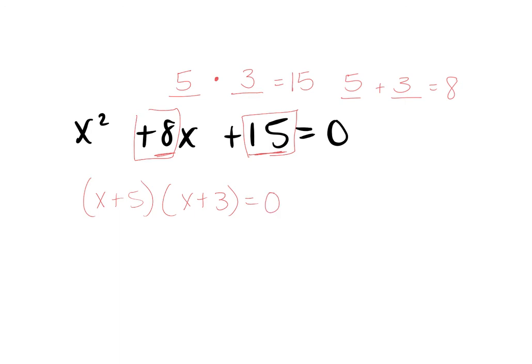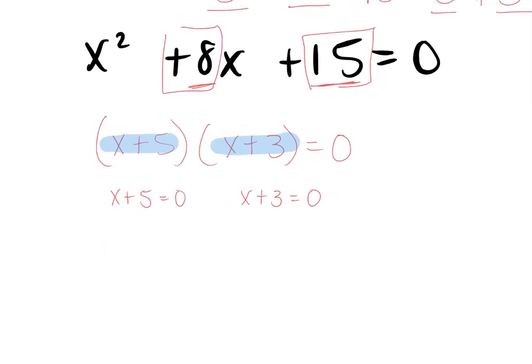And guess what? All we have to do is set each of these equal to 0. So we're going to set x plus 5 equal to 0, x plus 3 equal to 0. How do we solve x plus 5 equals 0? Yep. We're going to get x equals negative 5. And we're also going to get x equals negative 3 because we subtract 3 from both sides.